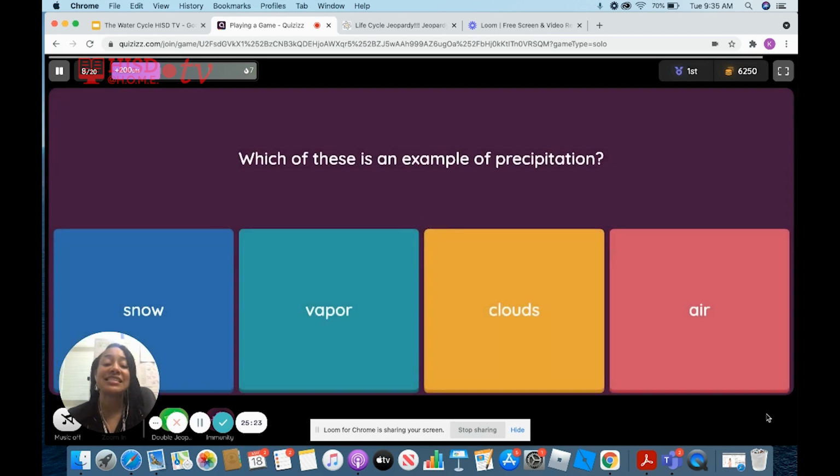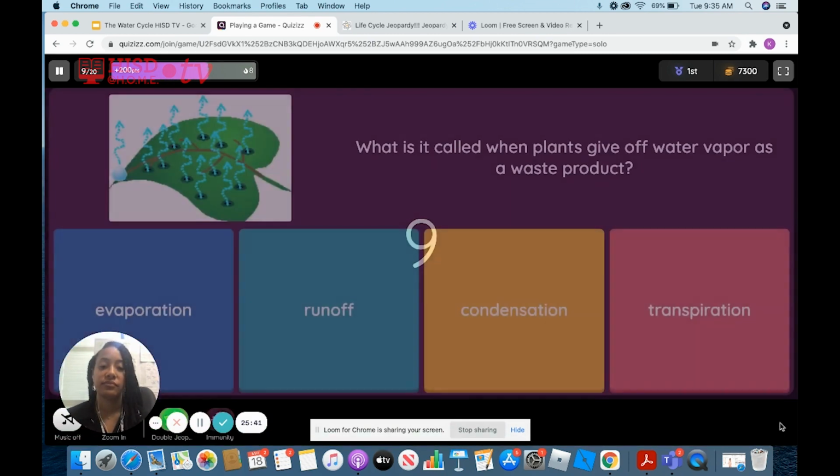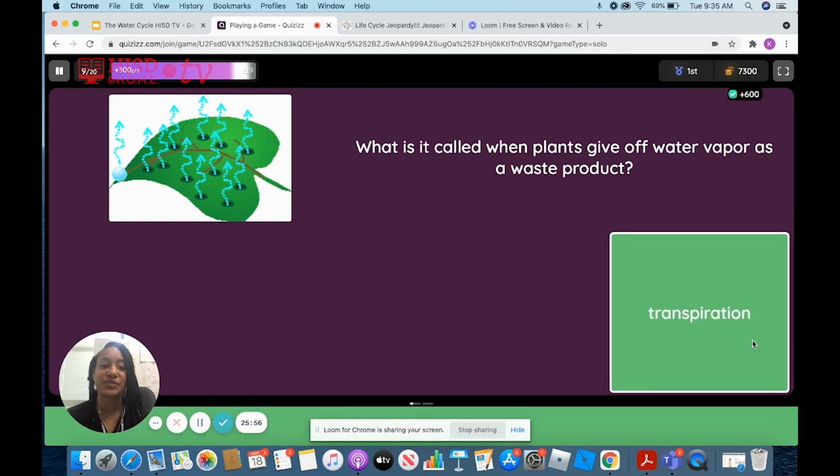Number 8, which of these is an example of precipitation? Yes, so there are 4 types of precipitation. The one that we see on our screen right now, the correct answer is a solid form of precipitation, and it is called snow. What is it called when plants give off water vapor as a waste product? Yes, so when plants release that gas back into the atmosphere, we call that transpiration.